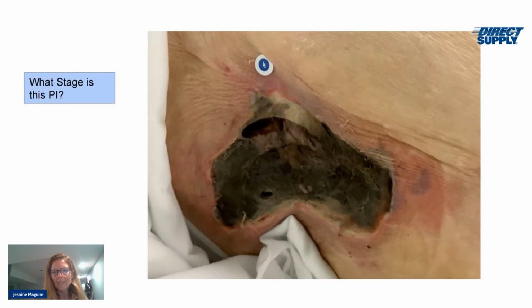But when you're looking at this particular wound, can you guys let me know what stage you would stage this as? I'll give you just a moment to go ahead and respond.